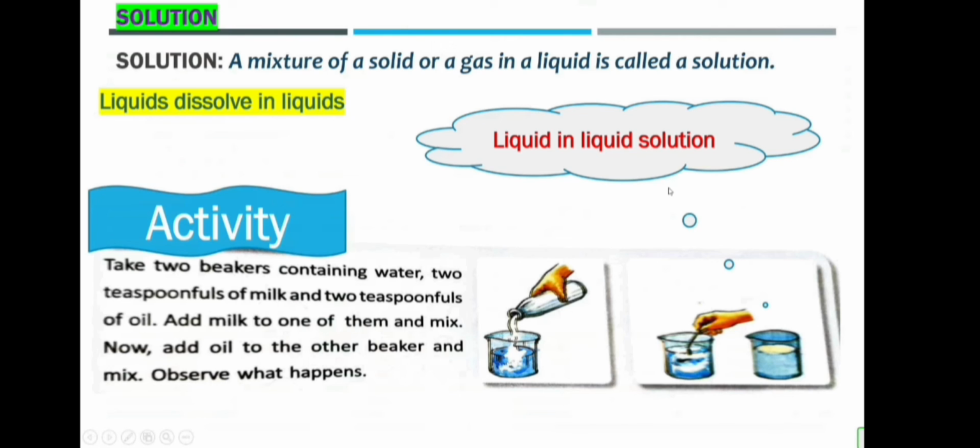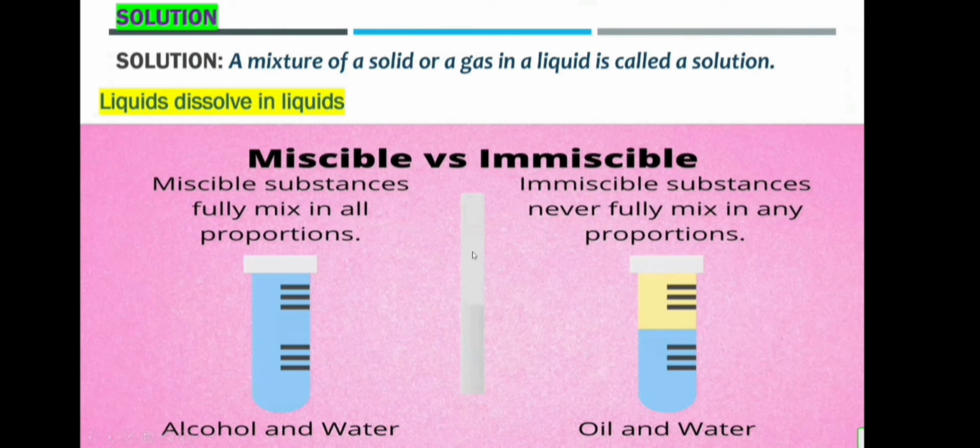Liquids that mix well with each other are called miscible liquids. For example, alcohol and water or milk and water. Oil does not mix well in water, so it is an immiscible liquid. So liquids which do not mix well with each other are called immiscible liquids.